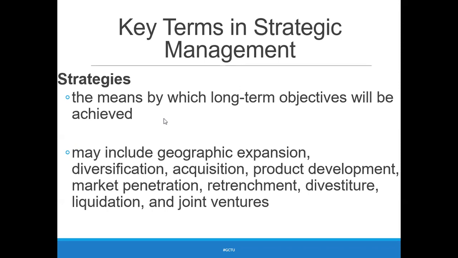So what then are strategies? Strategies is like the plural of strategy, and it refers to the means by which long-term objectives can be attained. And it is also composed of the means and the ends that we tackled when I was explaining the concept of strategy.